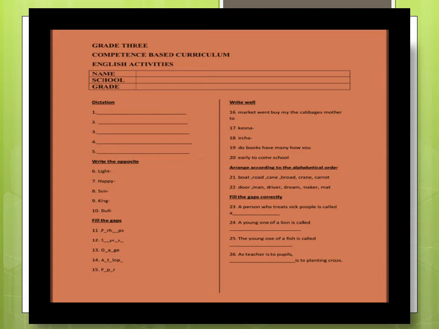Write well. Market went by my the cabbage mother too. Write that well. So it will be, my mother went to the market to buy cabbage.